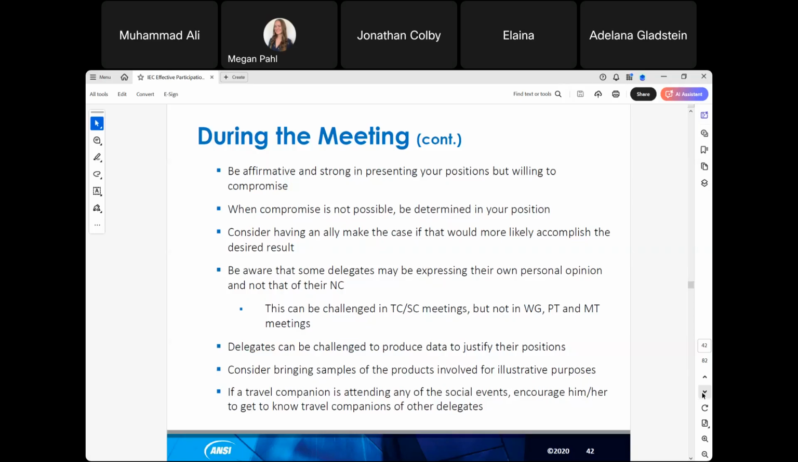Then as a new person, you might consider having an ally that can more effectively make your point known. Some groups are much more willing to listen to somebody who's established in the group rather than somebody who's brand new. And it might make you feel more comfortable if somebody else is able to express your position. Also note that some delegates might be expressing their own personal opinion, not of those of their national committee.